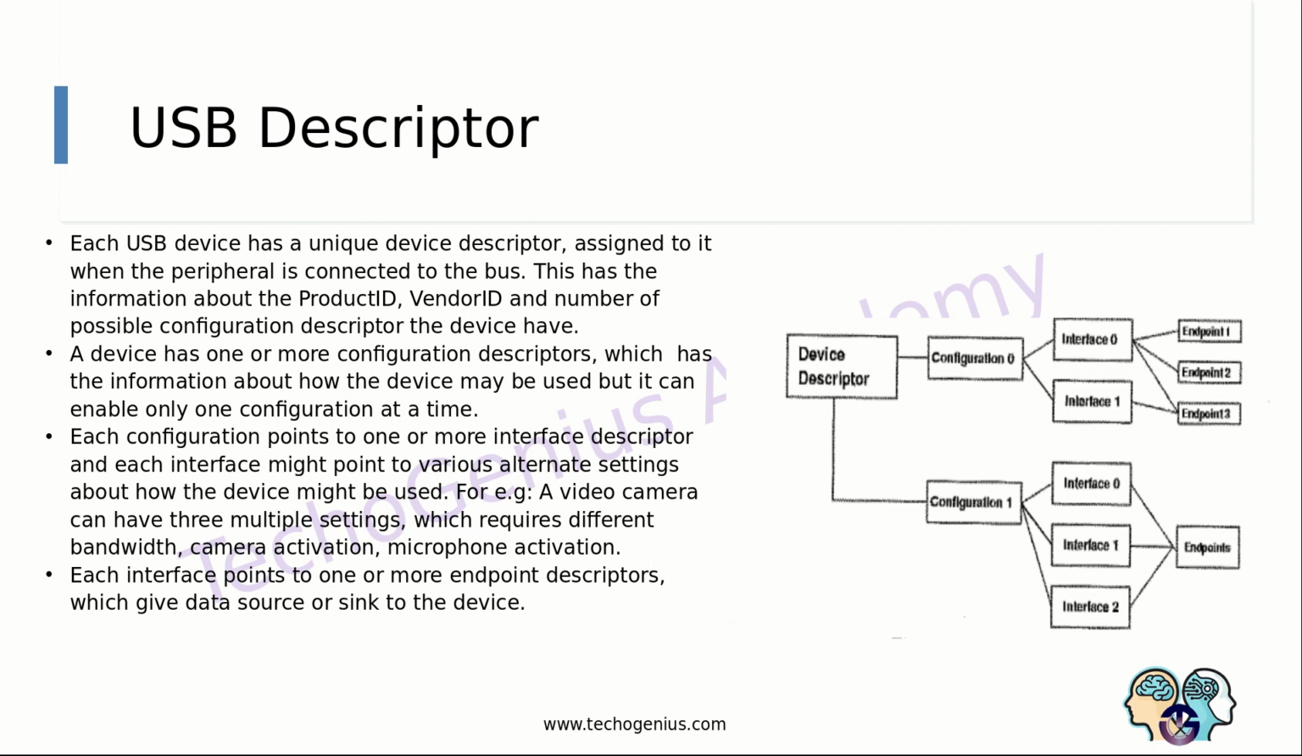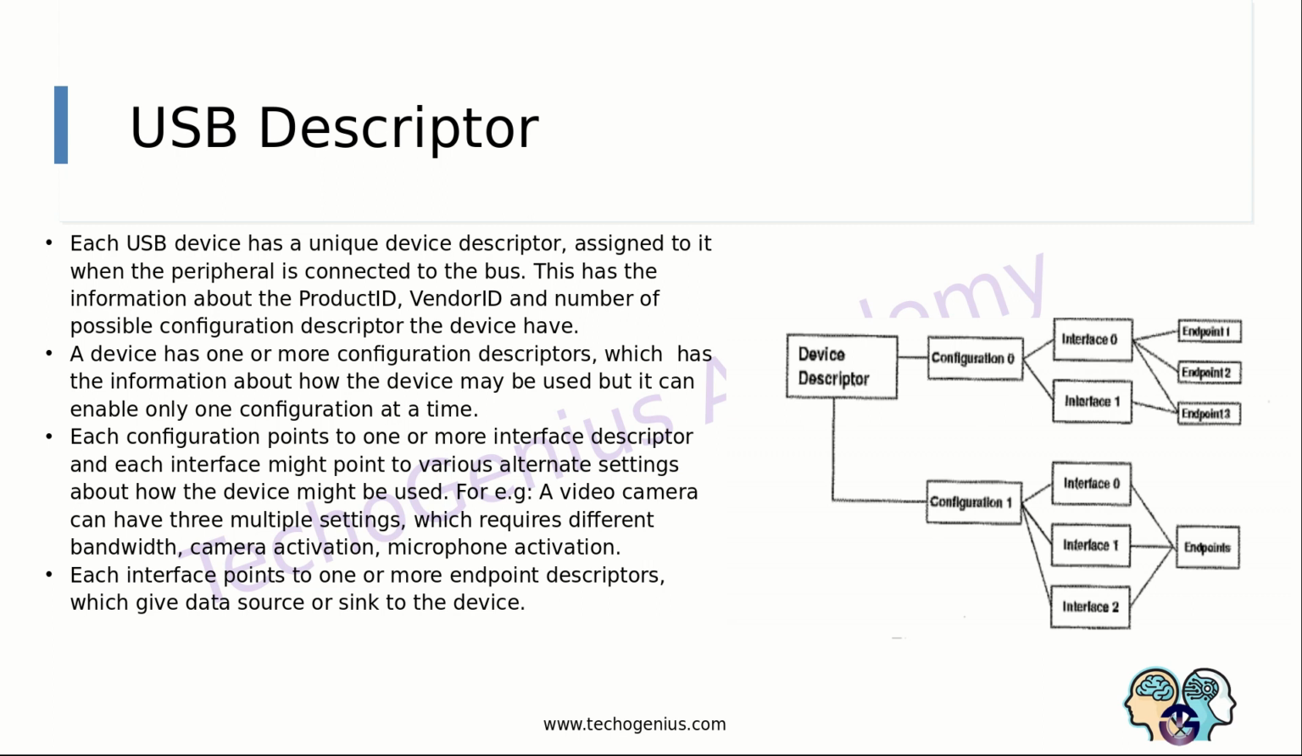Multiple interfaces means, for example, if you are working on a camera, there will be different settings like modulation, bandwidth, and resolution. So different aspects and different settings will be there in the camera. The interface will point to those settings, and after that the interface is connected to the endpoints. The endpoint descriptor gives the data source or sink to the device.